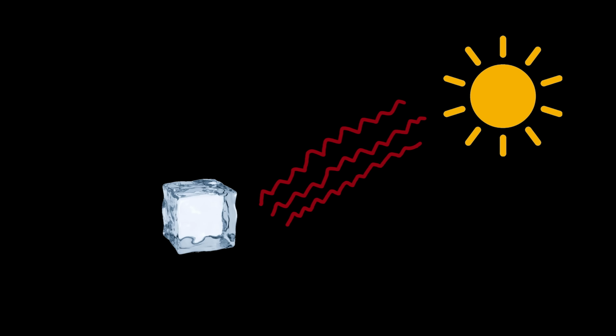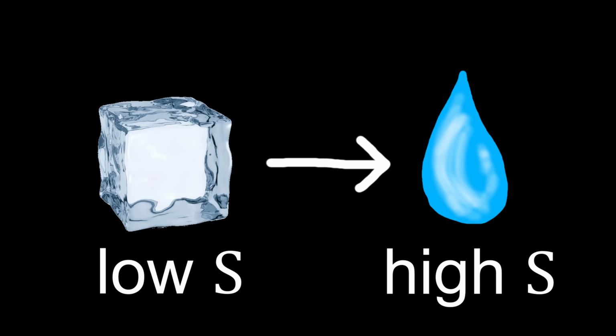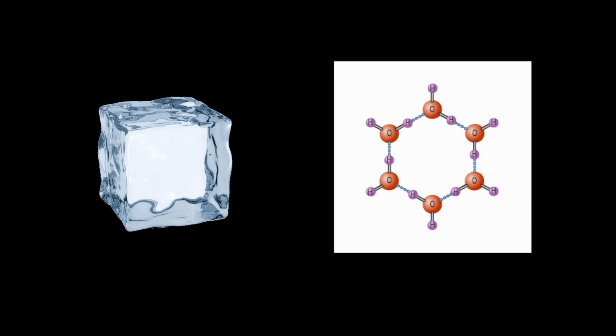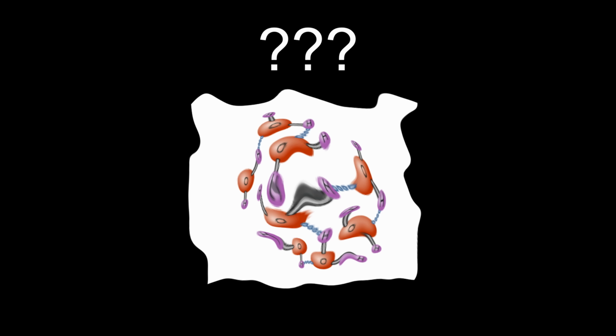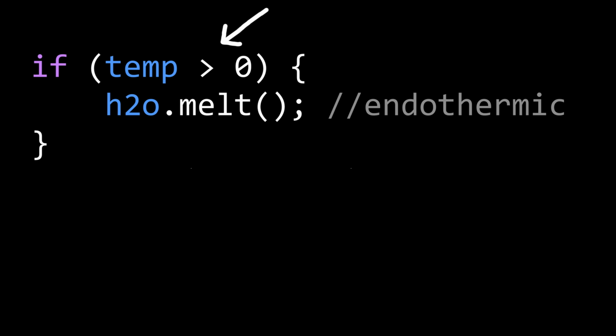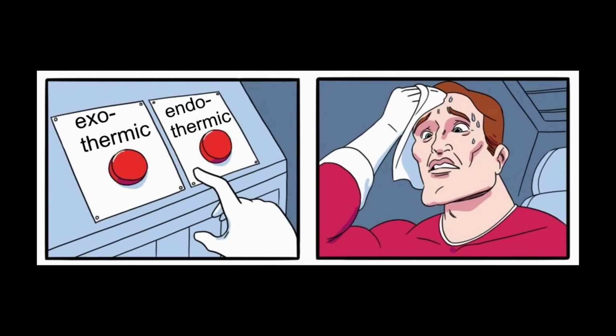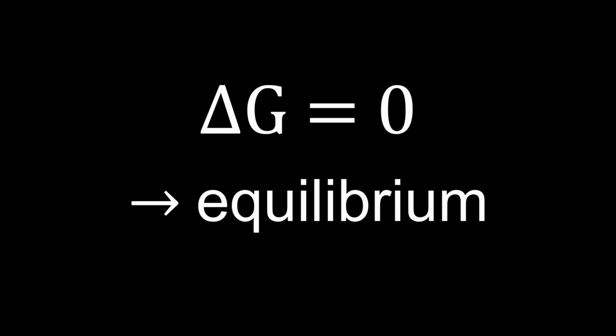For example, melting an ice cube is endothermic because it absorbs heat, but also it increases the entropy a lot, as neatly organized ice turns into water, which is just kind of a mess. So this can happen spontaneously, but only if the temperature is above zero. If it's below zero, the water will spontaneously freeze, which is exothermic. If it's exactly zero, then no reaction will take place spontaneously. In other words, if delta G is zero, we're at equilibrium.